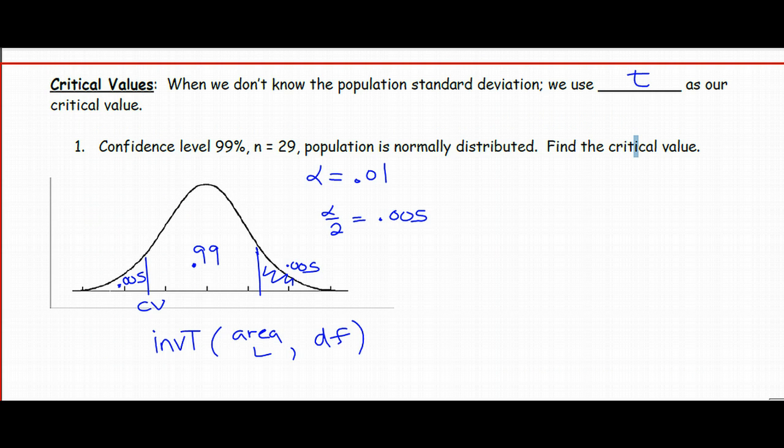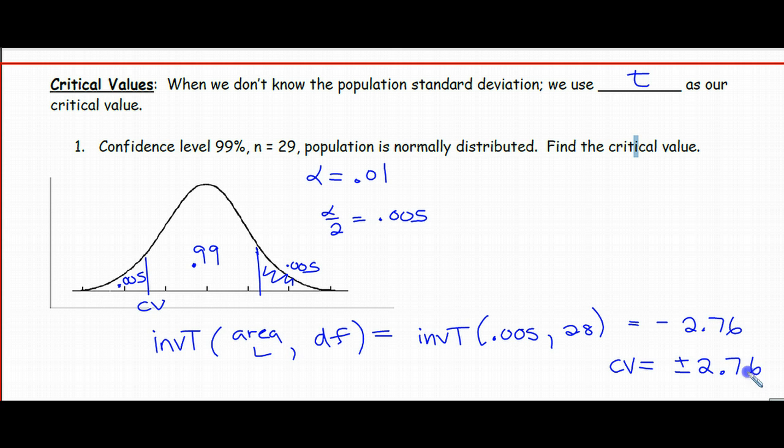All right, so let's go back to this. So my inverse t, area to the left, degrees of freedom, was inverse t. Area to the left was 0.005. Degrees of freedom was 28. And we got a negative 2.76. And technically, my two critical values are plus and minus 2.76.